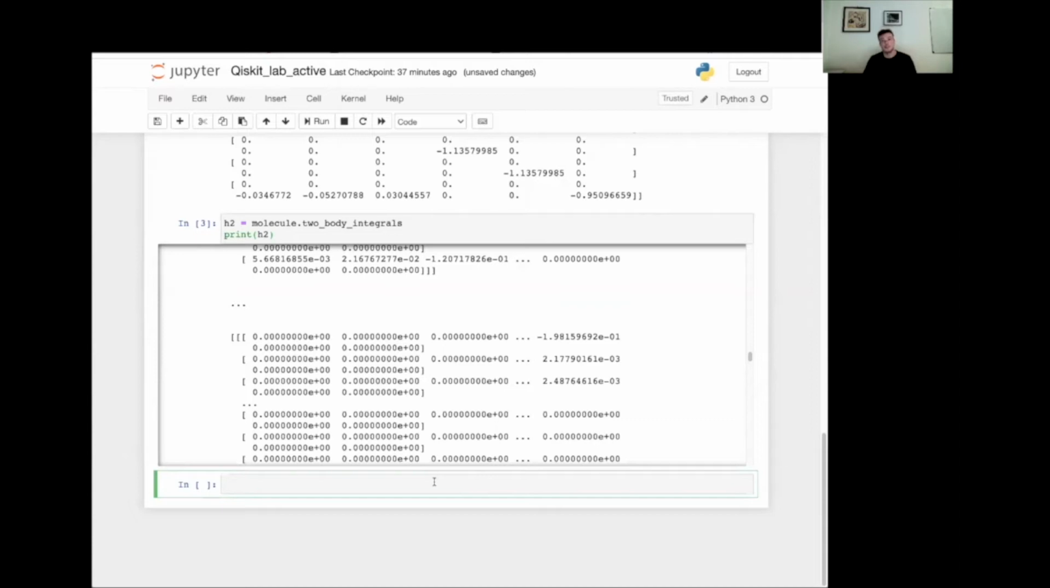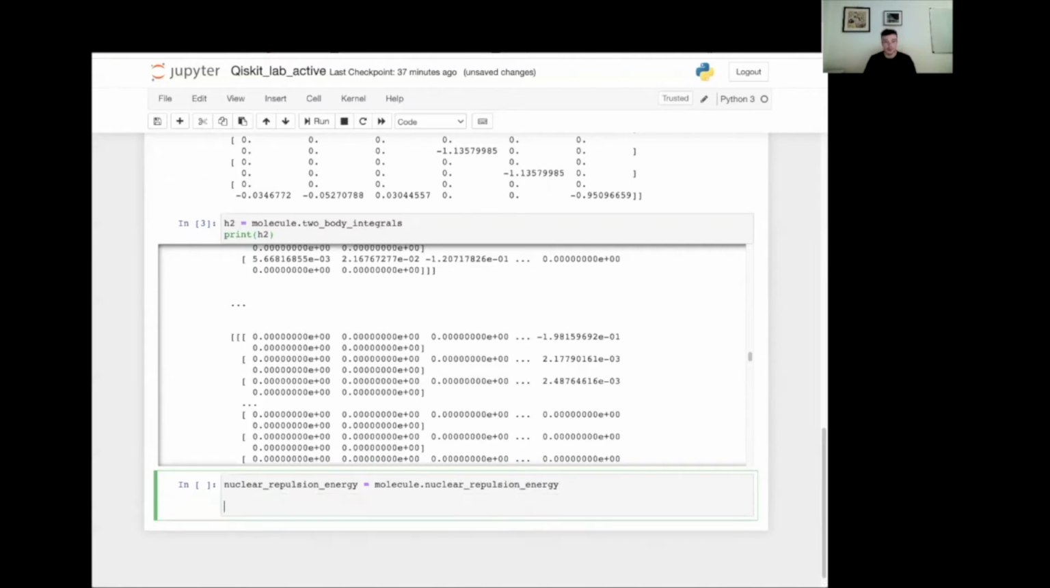And finally, remember that we are doing our calculation in the Born-Oppenheimer approximation. In this approximation, the positions of the nuclei are fixed. So the nuclei don't move, and their contribution to the molecular energy is really like a static, classical Coulomb electrostatic repulsion. And to get the value of that repulsion, let's define a nuclear repulsion energy by getting it from our molecule object. And let's print it to check its value.